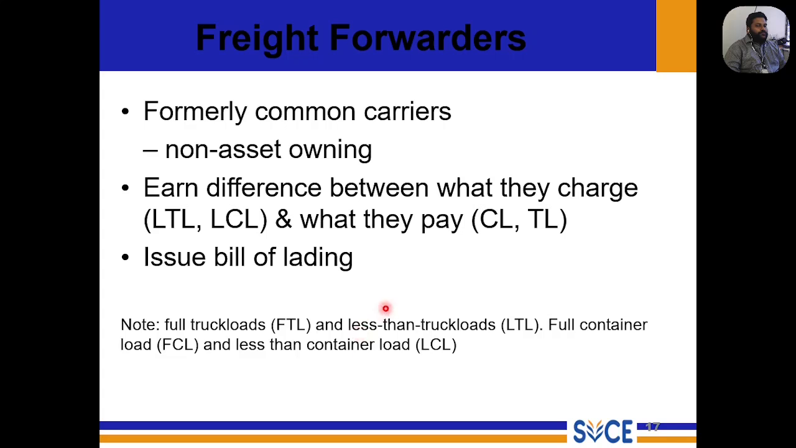So we have seen the third party route. Now we have to see the freight forwarder. Formerly common carriers, they are non-asset owning. They earn the difference between what they charge for LTL and LCL and what they pay for CL and TL. They issue the bill of lading. Full truckload is known as FTL, less than truckload as LTL, full container load as FCL, and less than container load as LCL. We need to know all these abbreviations when we talk about logistics and freight forwarding.